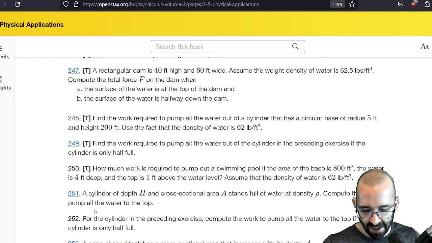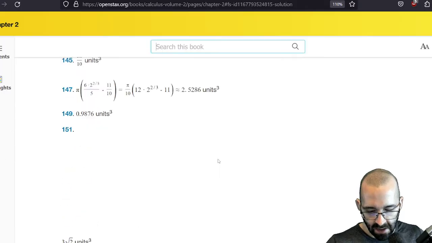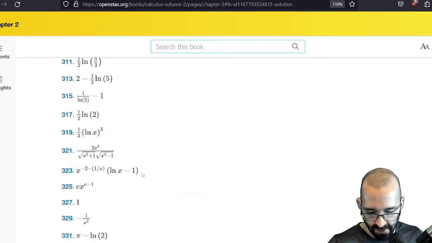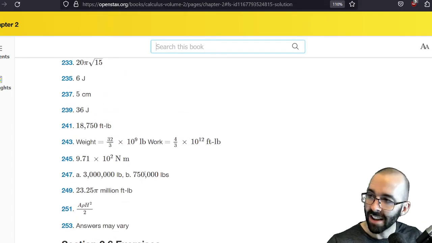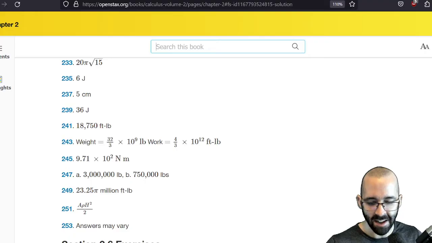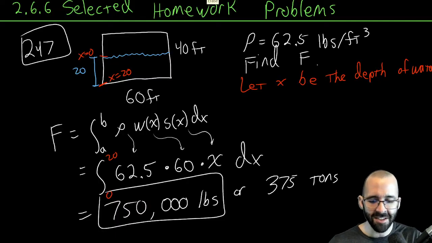We can check our answer with the textbook, 247b. And there it is, 700. It disappeared, but it was there. I saw it. Right there. Great. Easy. Done. Man, hydrostatic force. I sleep. Centers of mass. That's where the real good stuff is.